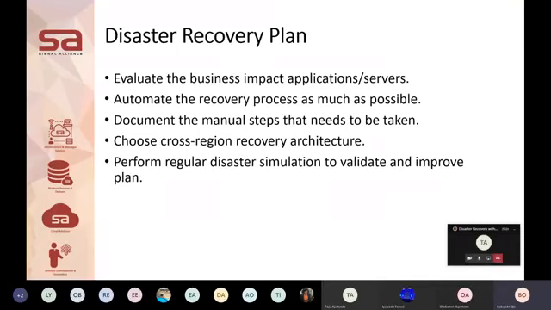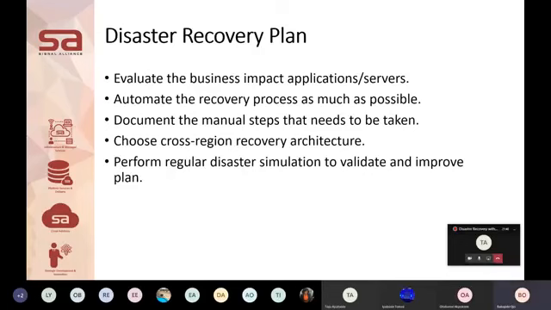I also talked about cross-region recovery architecture. For cross-region recovery architecture, I spoke about web applications, where you have to ensure resiliency and redundancy. If you're running web applications, you want to ensure that you're running them in different regions so that you can fail over to another region when one region is down or has an error.